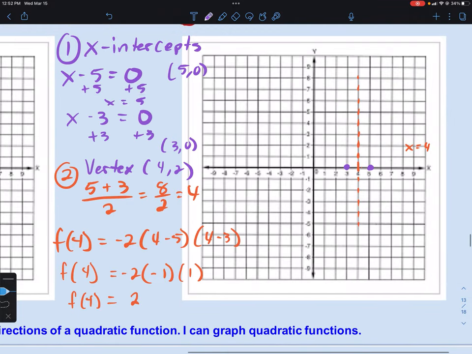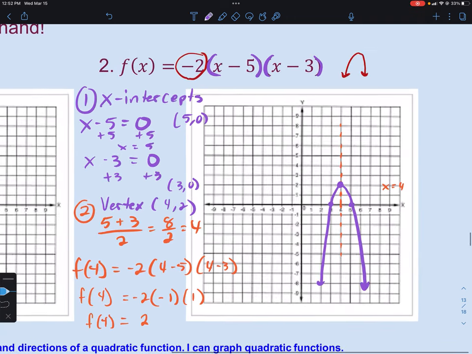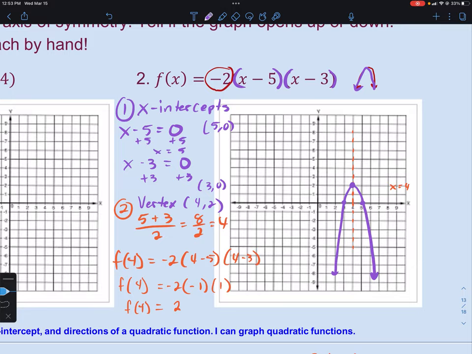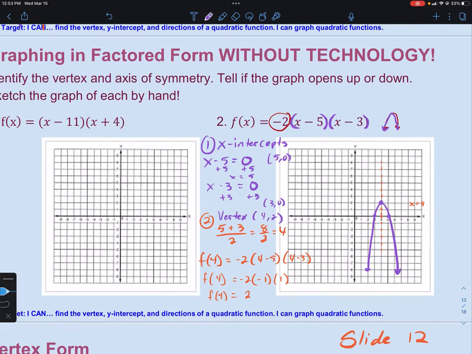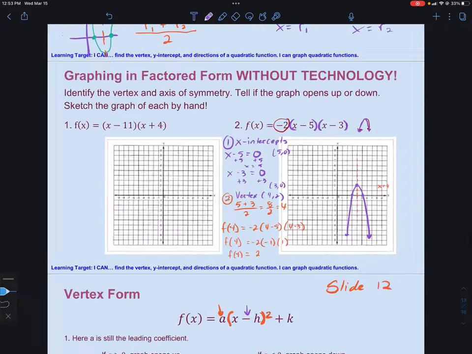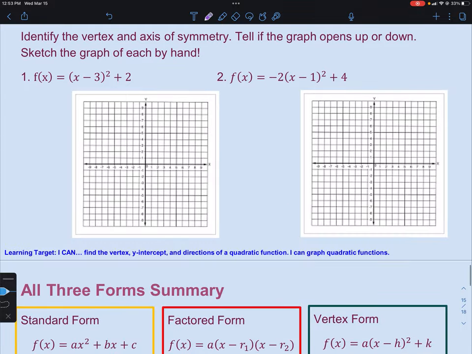So here we go, (4, 2). And then we can just connect our dots. And there is our sketch. And it does go down like we said it would. And our y-intercept actually does not fit on this graph. So that was factored form. And then finally, vertex form.